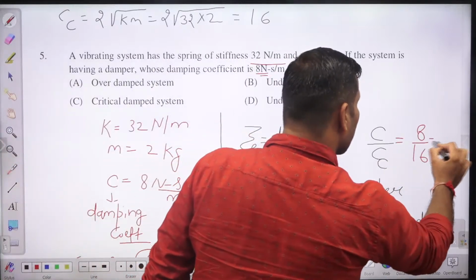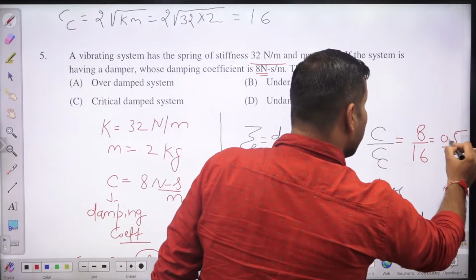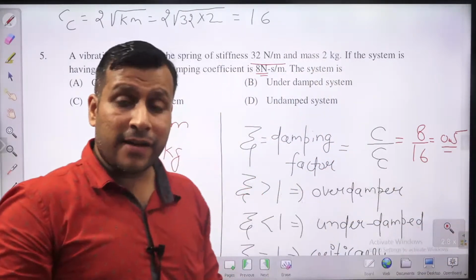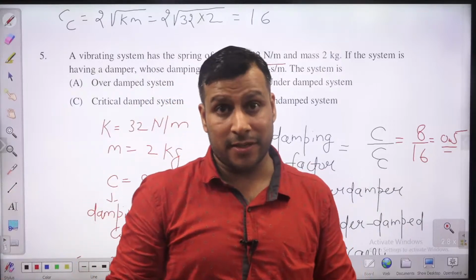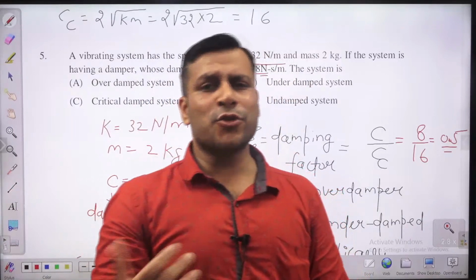It is 16. So the ratio is 0.5. So the damping factor for this case is 0.5 and it is less than 1. It means definitely it is a case of an underdamped system. He can ask you in many ways.